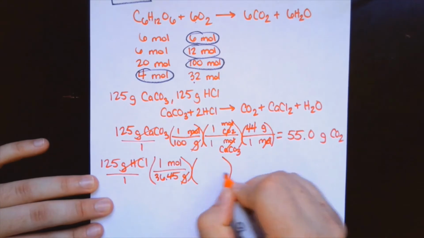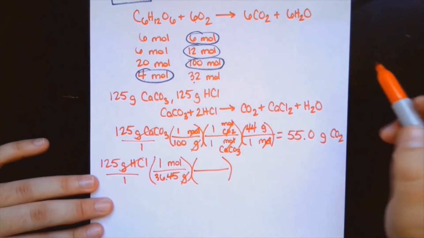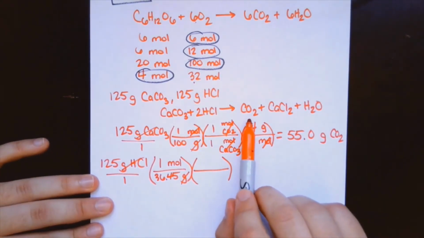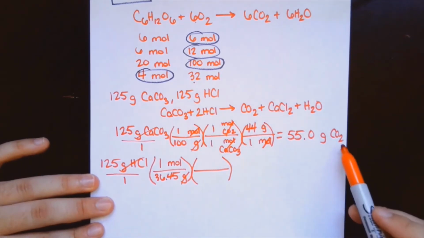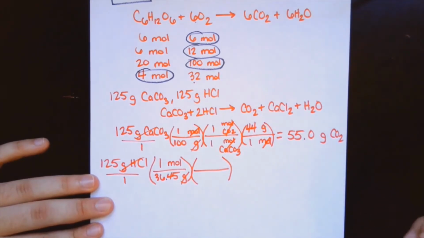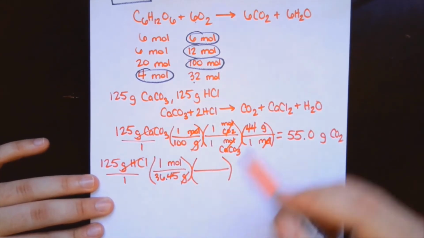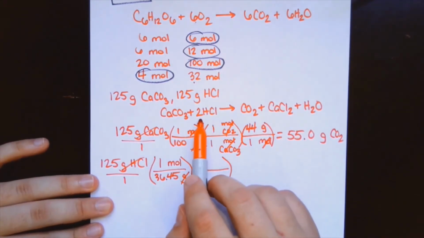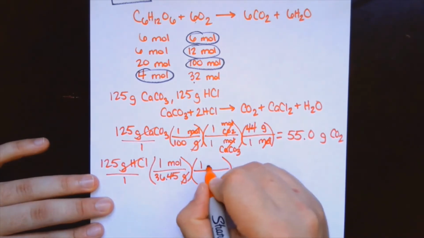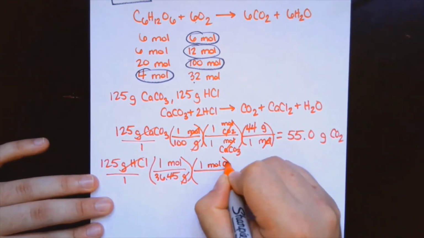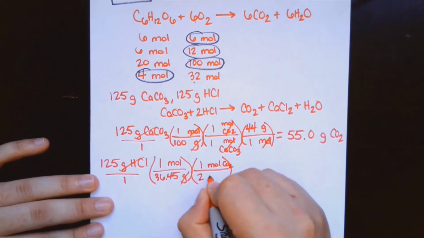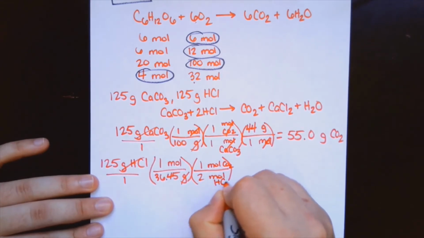Now we do the mole to mole ratio between HCl and carbon dioxide. Again, I do have to choose carbon dioxide because I chose it the first time. So again, it doesn't matter which product you choose, just as long as you use the same product for each calculation. So now this is not 1-to-2, right? This is actually 2-to-1, right?